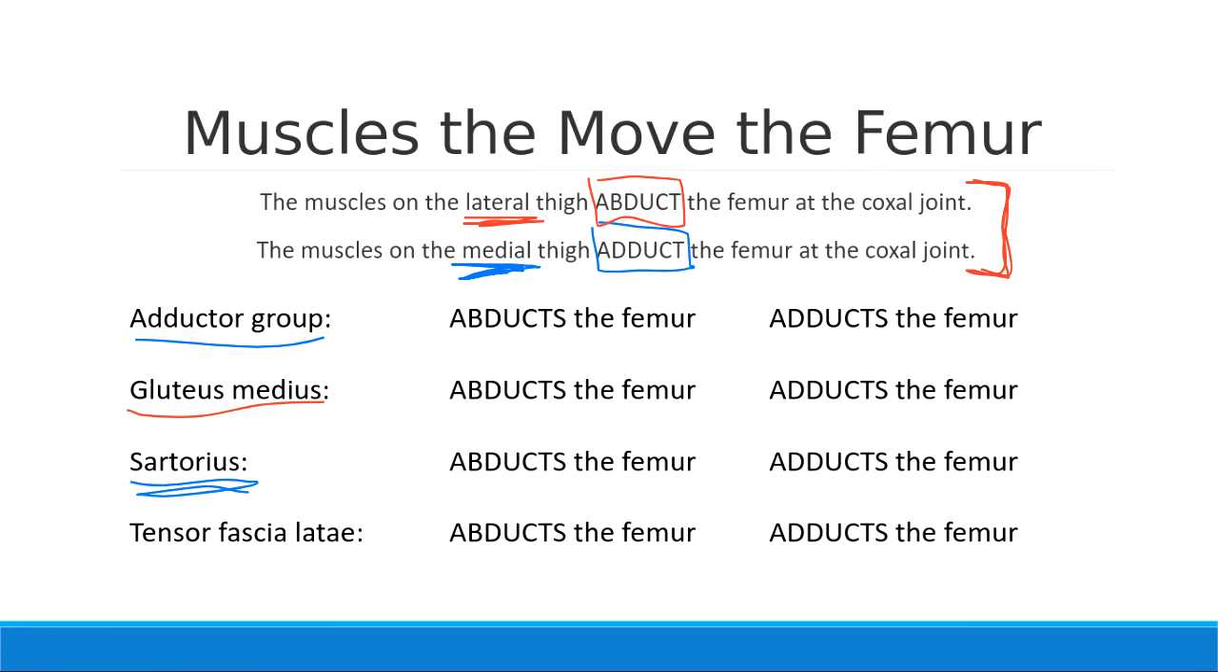Fascia latae, it's connective tissue. Tensor fascia latae is the little muscle that's up here, this little guy up here. When I look at this little muscle that's right here, I'll try to keep my finger on it. Would we say that this muscle is lateral or medial? It lives over here. Lateral or medial? What do we think? Yep, that's going to be another lateral muscle.